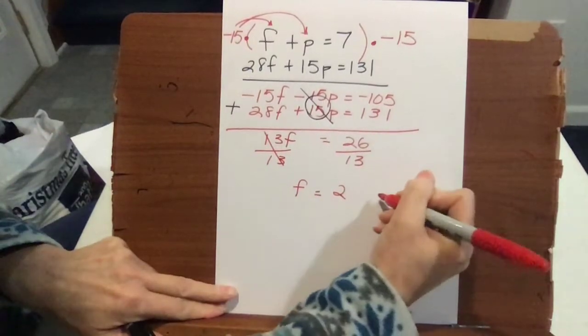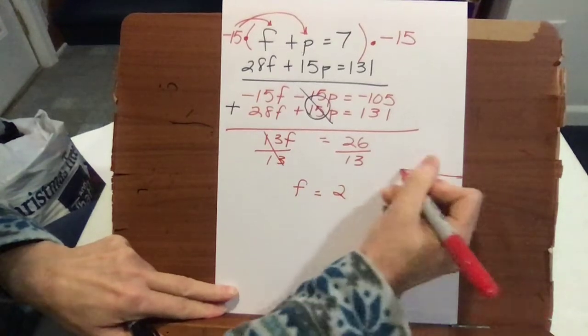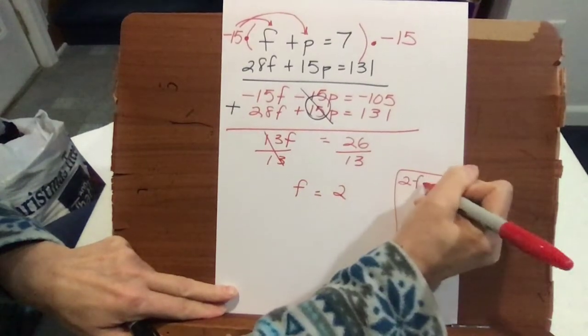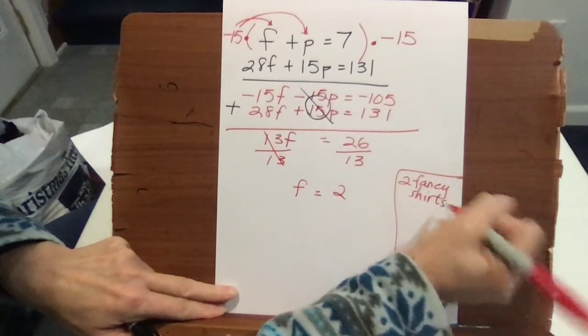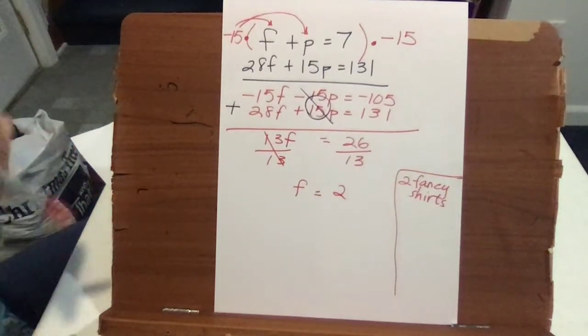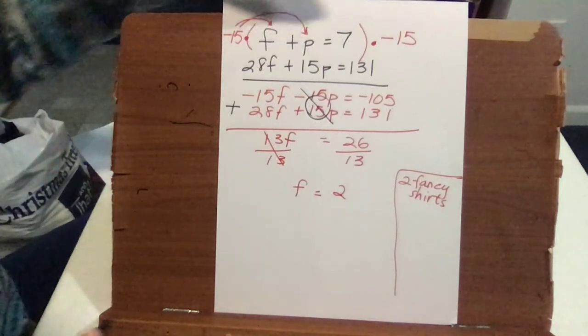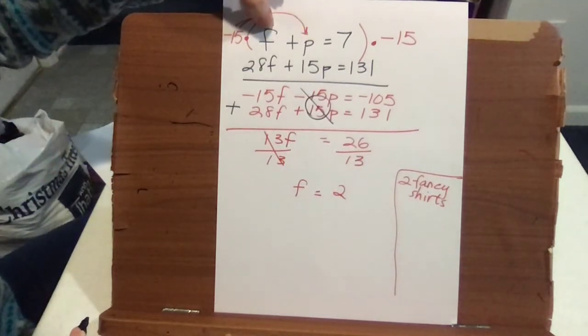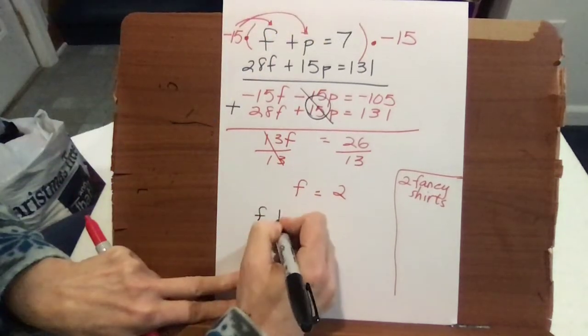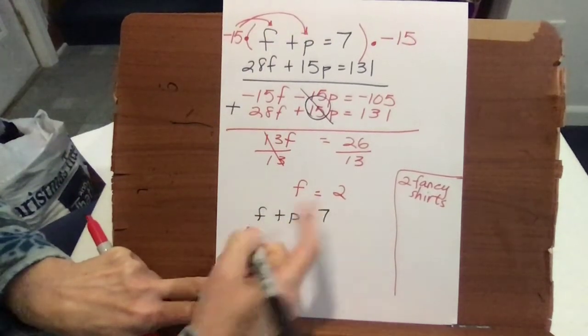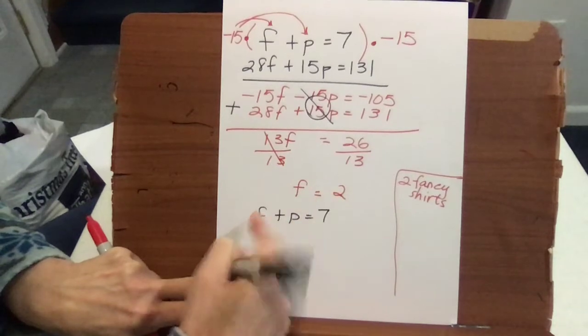Okay. So I'm going to keep a little ledger over here. So far we know 2 fancy shirts were purchased. Now we need to find out how many plain shirts. Always go back to your original equations, and the original equation that is the easiest is F plus P equals 7. So we'll set F plus P equals 7, and substitute in the number 2 for fancy shirts.